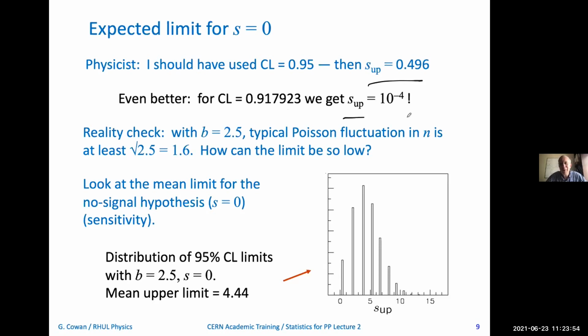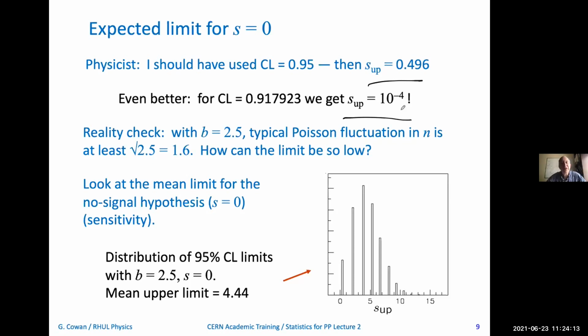And then you get an upper limit of 10 to the minus 4. And of course, you can tweak it however you'd like, and you can get an arbitrarily small upper limit. So this is clearly crazy, but why? Well, let's think a little bit about why this is not the appropriate procedure.